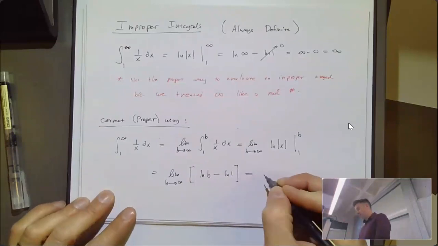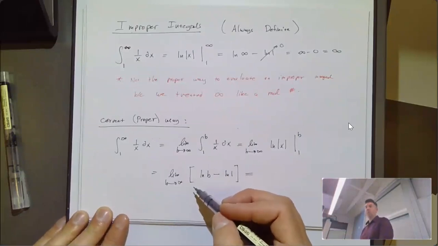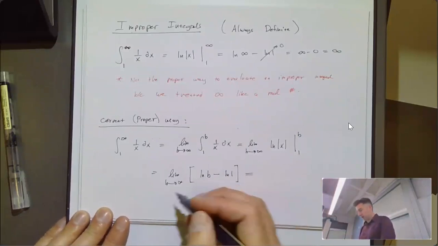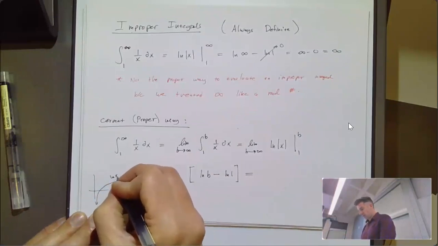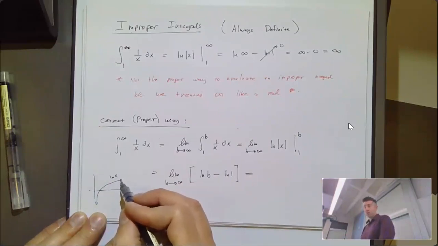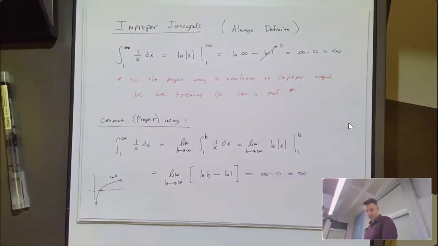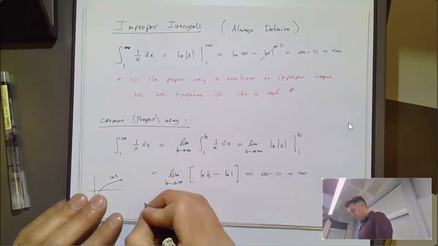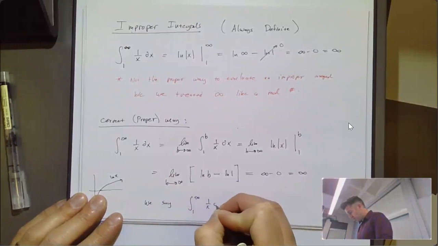And now I evaluate the limit. As b goes to infinity, what happens to the natural log of b? Well, if I think about the graph of the natural log, it looks like this. As the inputs go to infinity, the outputs also get infinitely large. This is going to be infinity minus 0, which is infinity. So when the integral is infinitely large or negatively infinitely large, we say that the integral diverges.